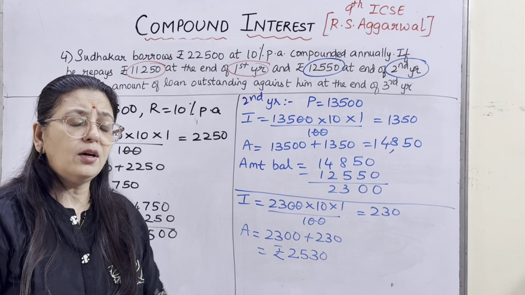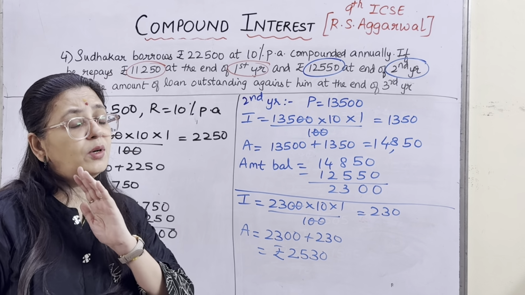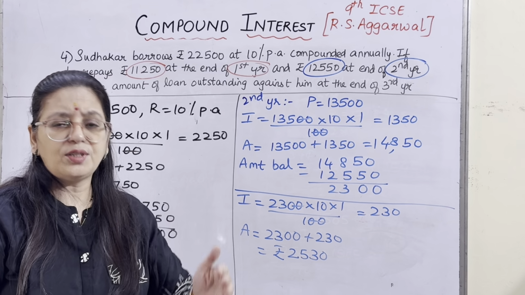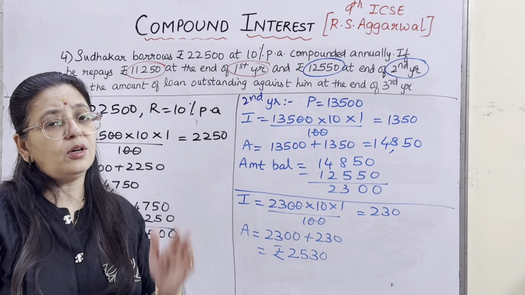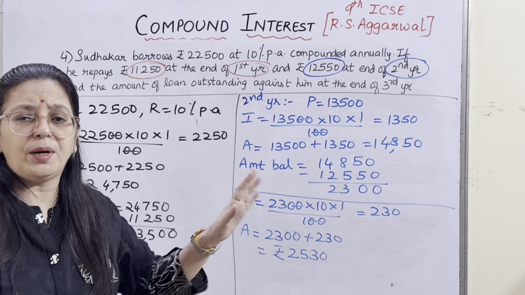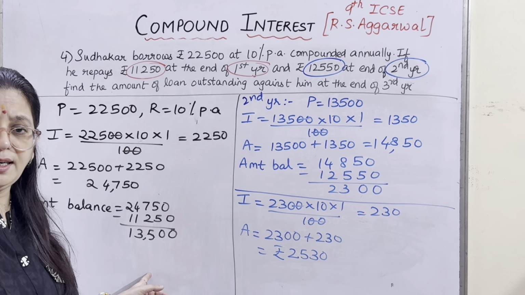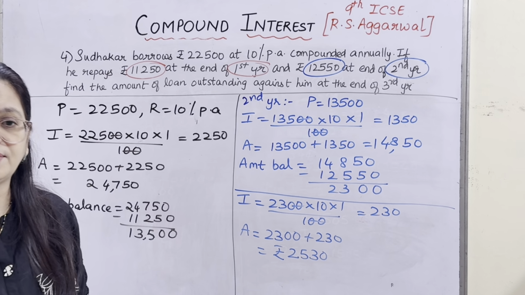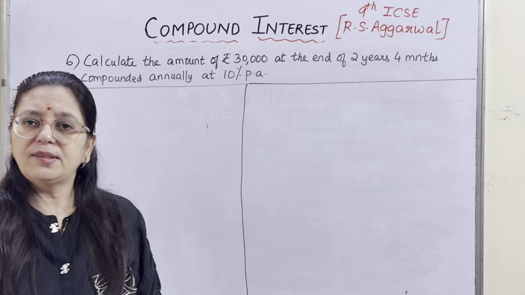I hope it's clear. Go step by step. You will not make mistakes. First find for the first year, then the second year. Understand the question. If this much amount is repaid, that has to be deducted, right? Okay, let's go to the next one. Let's do question number 6, children.